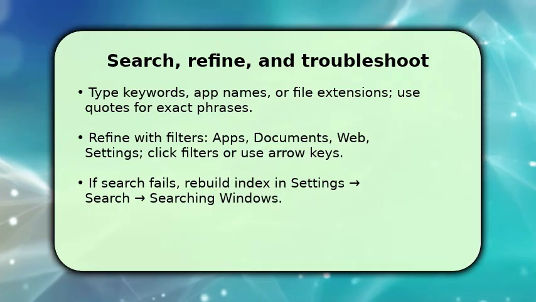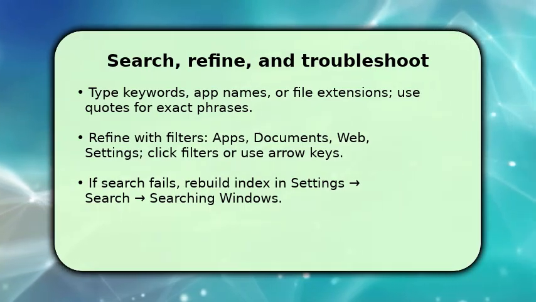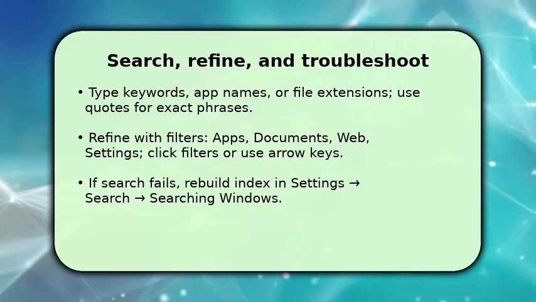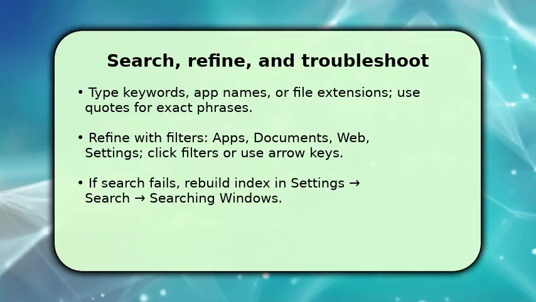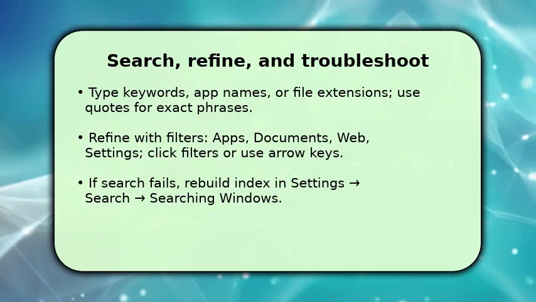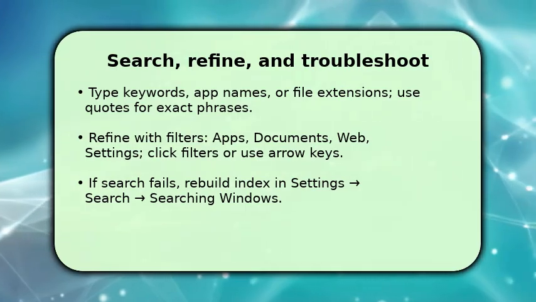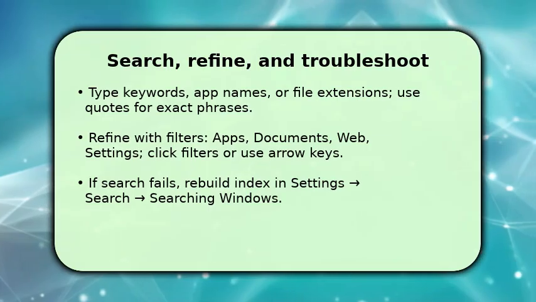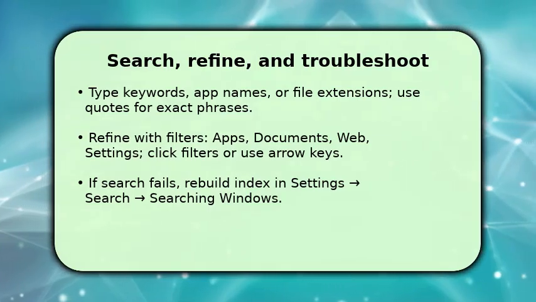through suggestions. If results are missing or search is slow, rebuild the index in Settings, under Searching Windows. This repairs corrupted indexes and restores file visibility. If that doesn't work, restart Windows and recheck taskbar search.